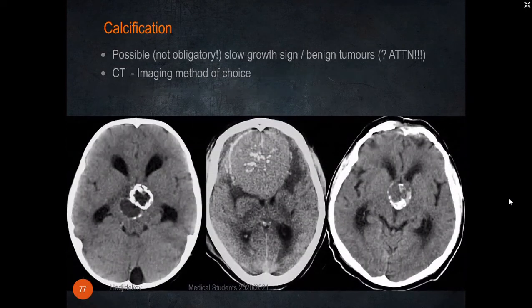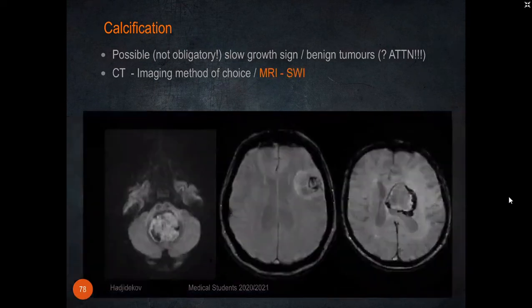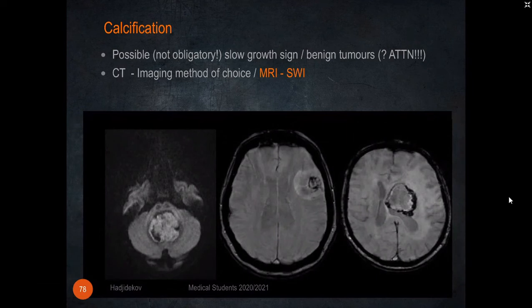Calcification is possibly, but not obligatorily, a slow-growing sign. So if you have calcification, that means that this lesion, this mass, or this tumor has been growing very slowly. But attention, it's not always like that. So you can observe calcification inside a slow-growing, very huge meningioma, like in the center here, or some other calcifications in other tumors. But CT is the method of choice. Just remember that for calcifications. Because with MRI, you are not able to see the calcifications.